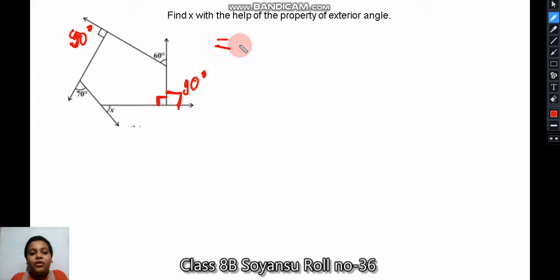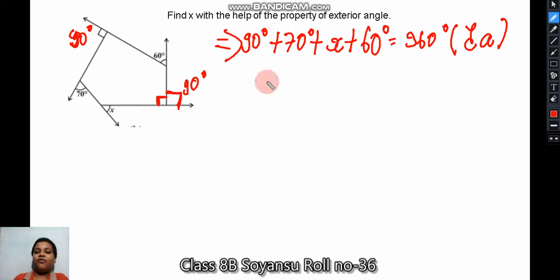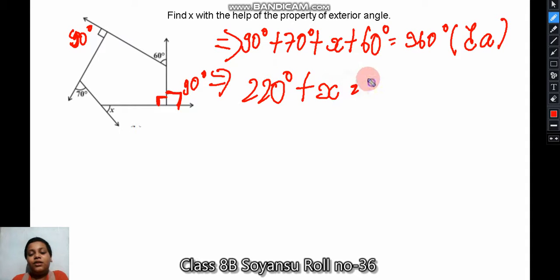According to the exterior angle sum property, 90 degrees plus 70 degrees plus x plus 60 degrees is equal to 360 degrees. We will write EA, the full form of which is exterior angles. So 90 plus 70 plus 60 is 220 degrees, plus x is equal to 360 degrees.